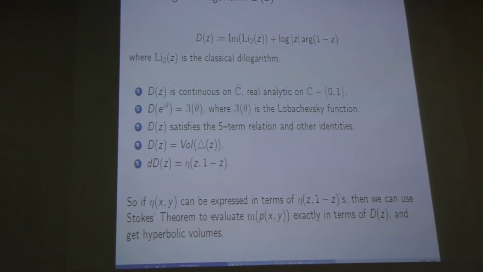So here is the game. If eta of x,y can be expressed in terms of these z, 1 minus z's, then we can use Stokes' theorem and evaluate the Mahler measure of p of x,y exactly in terms of the Bloch-Wigner dilogarithm D of z and get these hyperbolic volumes.